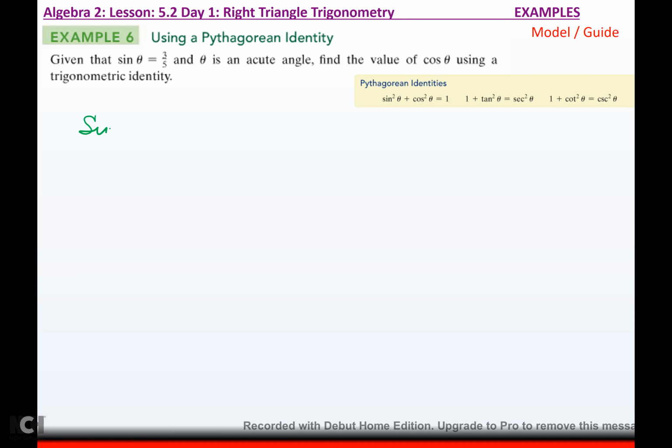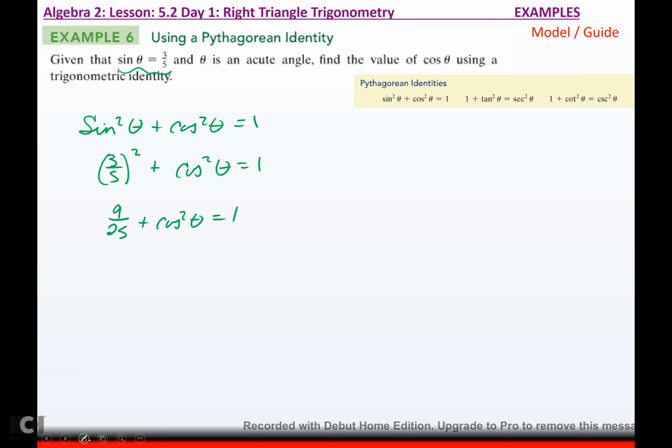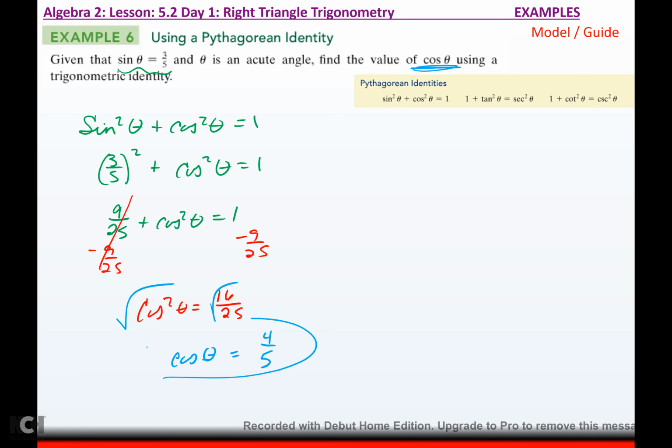Well, if you got sine and cosine, I can say, well, sine squared theta plus cosine squared theta equals 1. But they told me what sine was. Sine was 3/5, but I got to square that. Plus cosine squared theta equals 1. That's going to give me 9/25 plus cosine squared theta equals 1. I'm going to subtract 9/25. I get cosine squared theta equals 1 minus 9 divided by 25, and I get 16 over 25. So now, to get cosine alone, I'm going to square root both sides, and I get cosine theta equals 4/5. And that's what it said to find. Find cosine theta. It's 4/5.